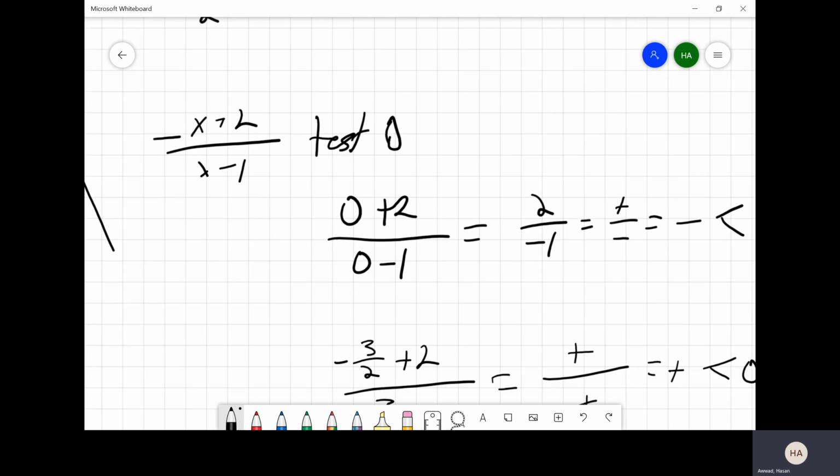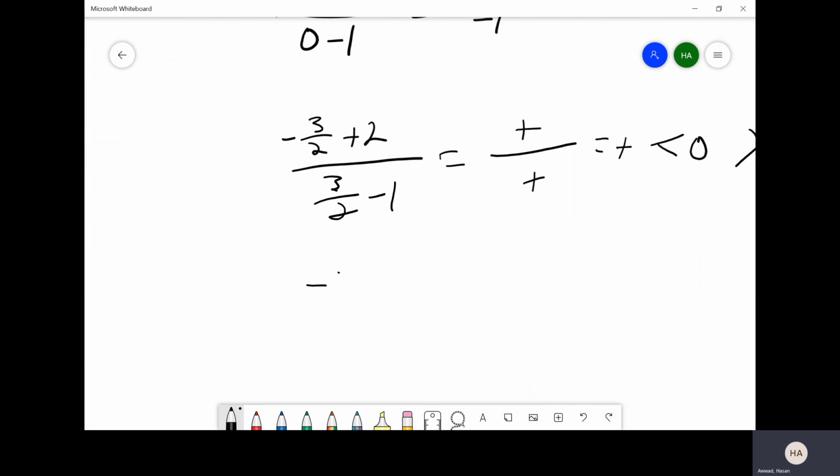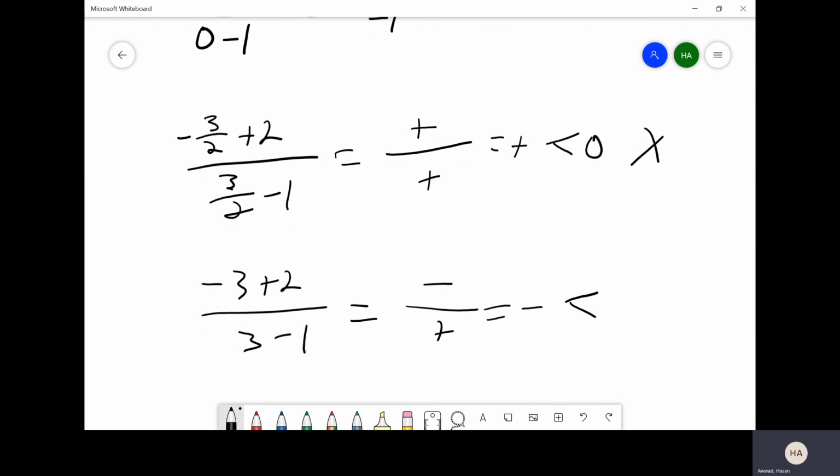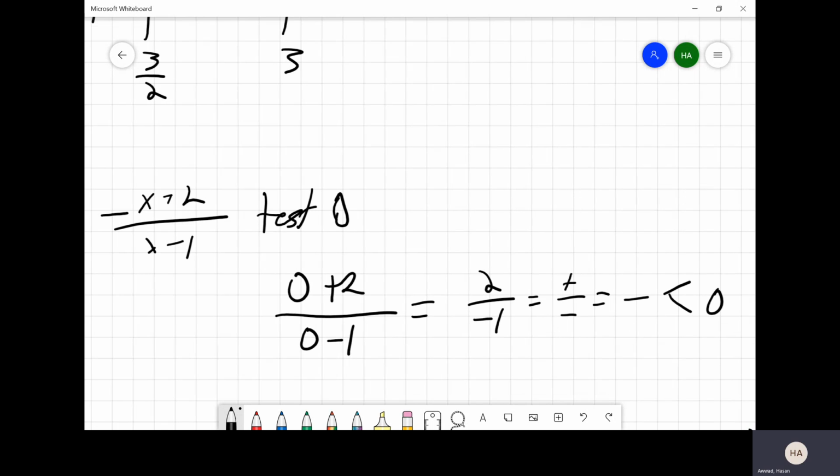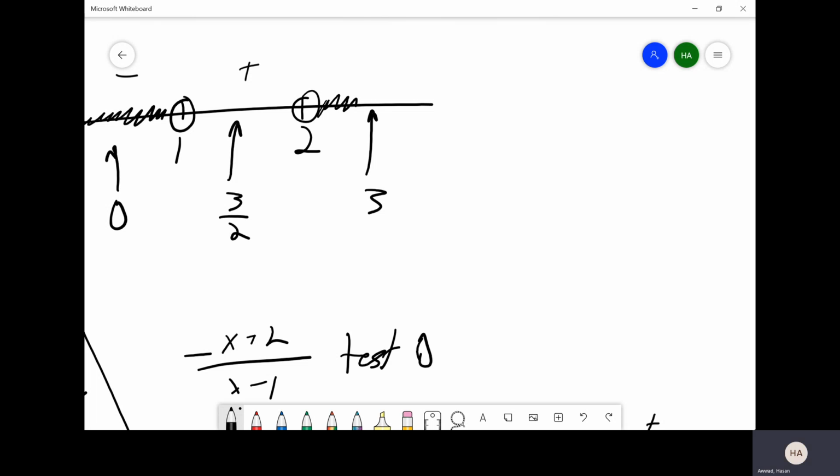And now we have to do one more, so we're testing 3. So we plug in -3 plus 2, because again, it's negative x, right? So -3 plus 2 over 3 minus 1. Well, we get a negative up top. We get a positive on bottom. This gives us a negative, and a negative is in fact less than 0. So hooray, this is all good, and we can go ahead and move forward with this, and that should be it, right? So now we say that this interval is correct. This one will work for us.